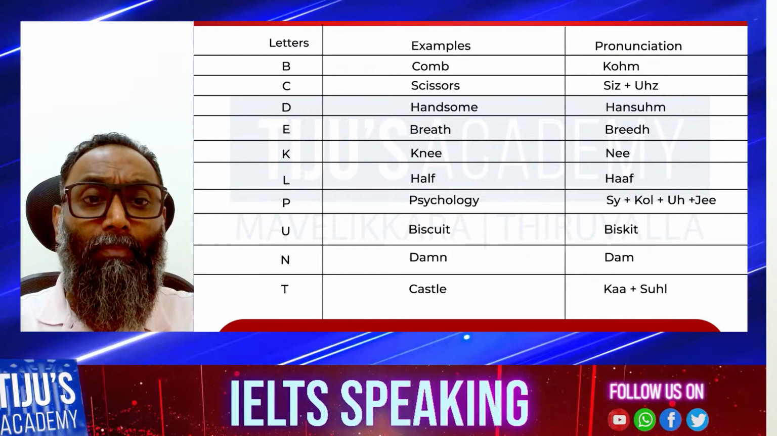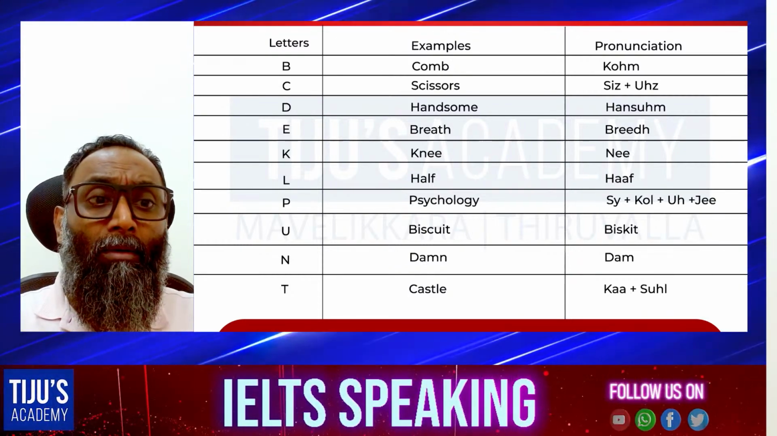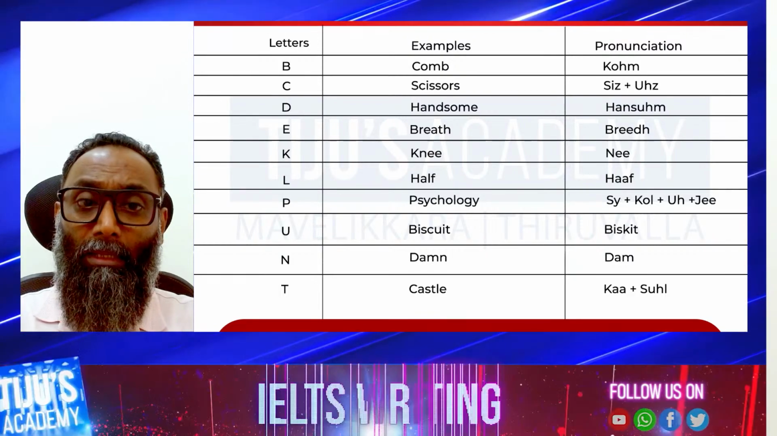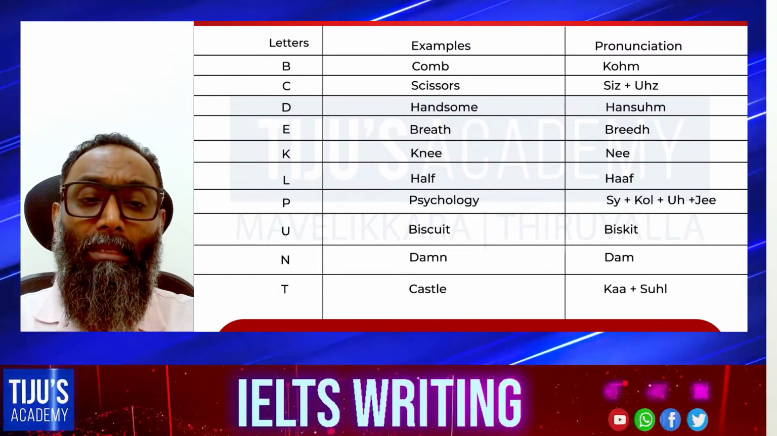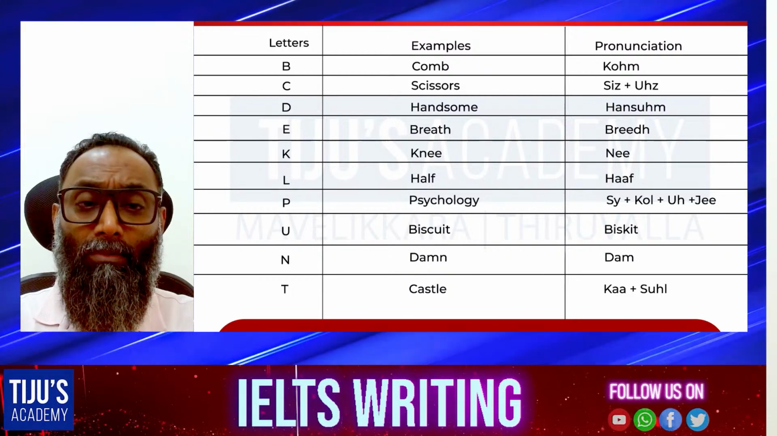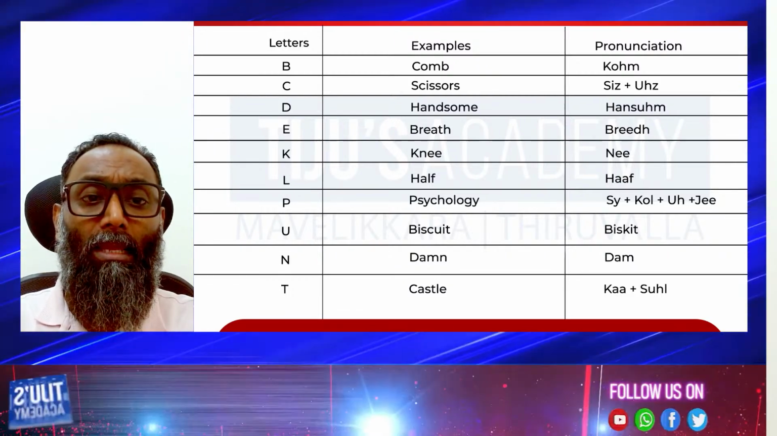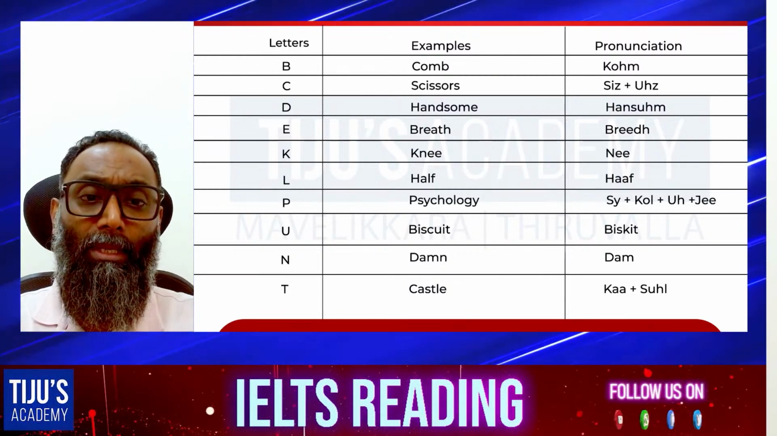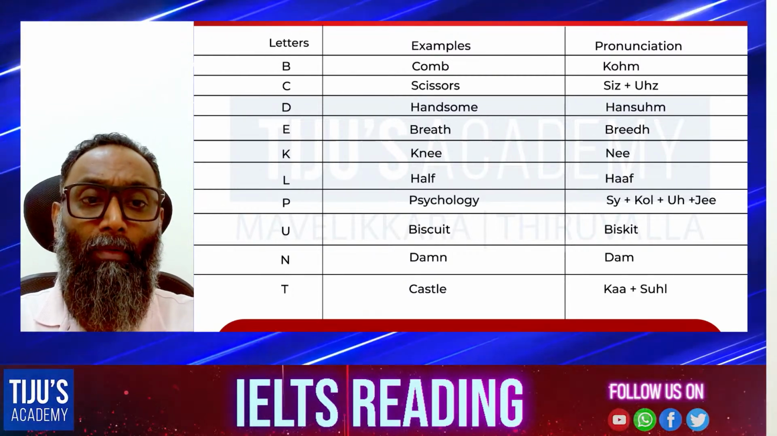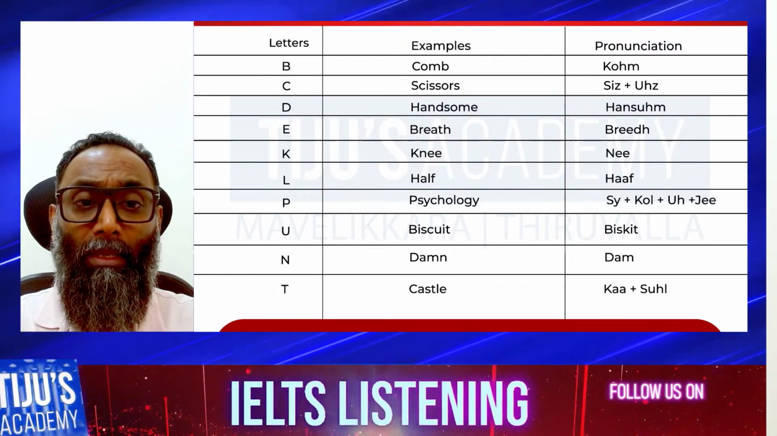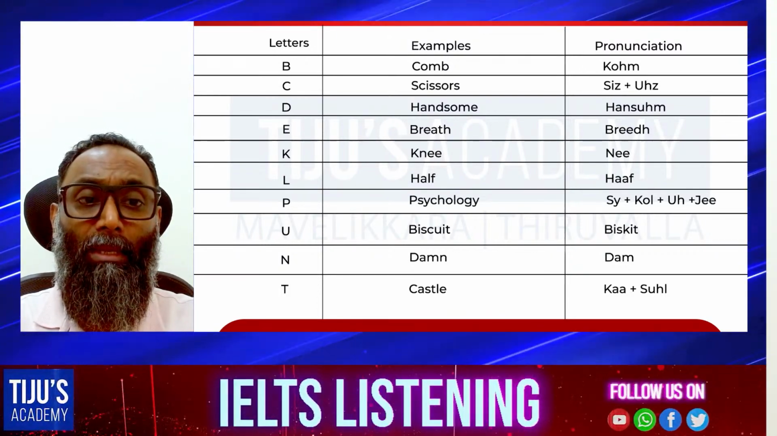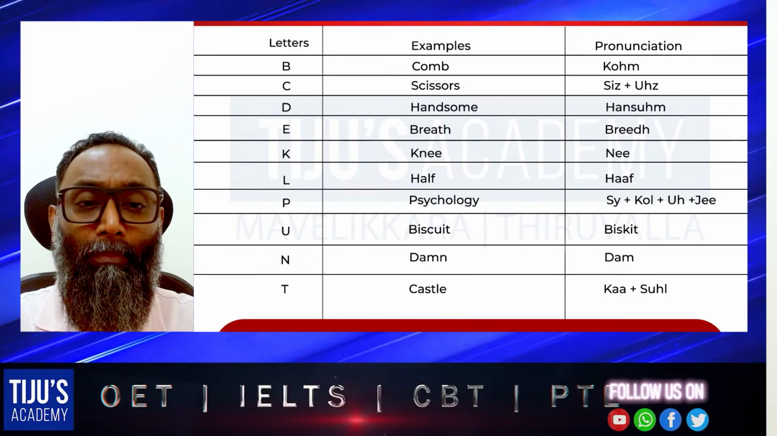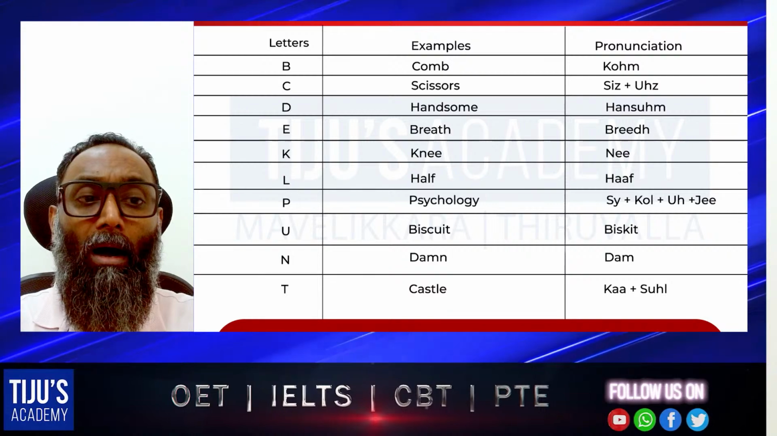Likewise with the letter E, it's breathe, right? The E is not pronounced. With K, the knee is K-N-E-E, we just pronounce it as nee, that is knee. Likewise, for the letter L, half, H-A-L-F, right? But when we pronounce it, the L is silent. So it's half. When we pronounce it, it comes up as half.